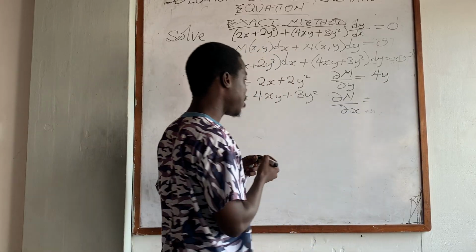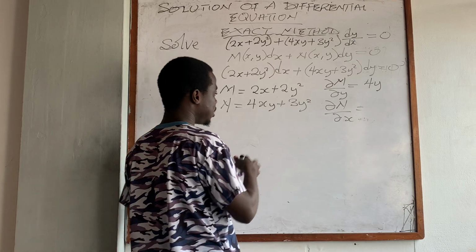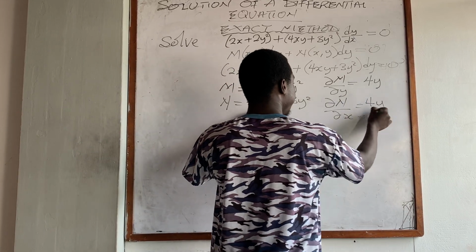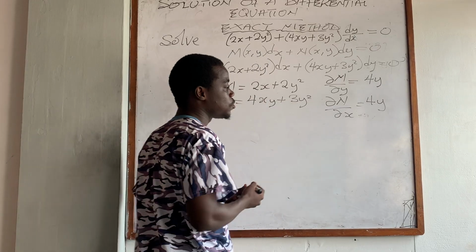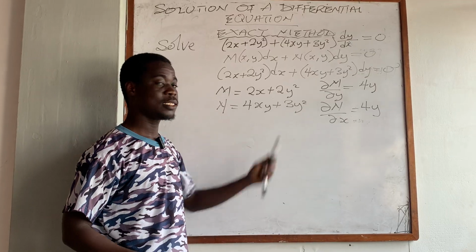So in this case, I'm differentiating this with respect to x. What will I get? If I check, you can see that here there is x here, so I will get 4y. Here there is no x, so there is no way I can differentiate that. And if you differentiate a constant, you will get 0. So we assume that this is a constant.